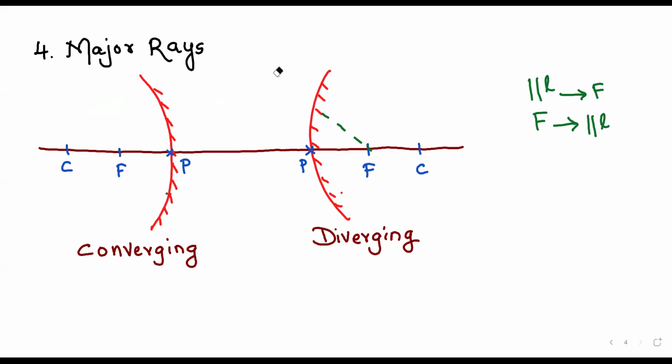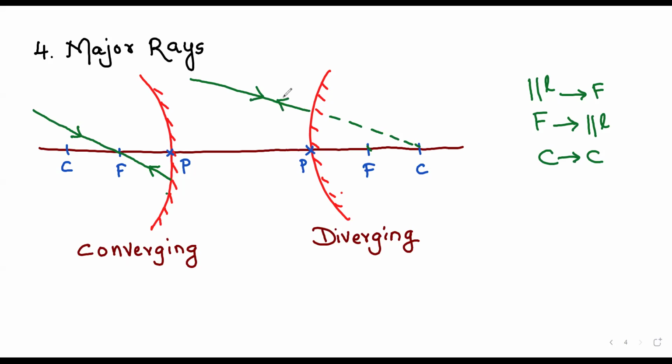What is the third ray? The third ray is, if a ray is falling through C, it will retrace the same path. So through C, it will be retraced through the same. If the ray is falling through C, it will retrace.